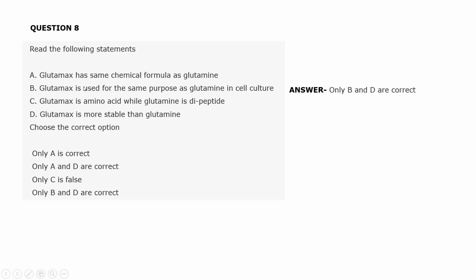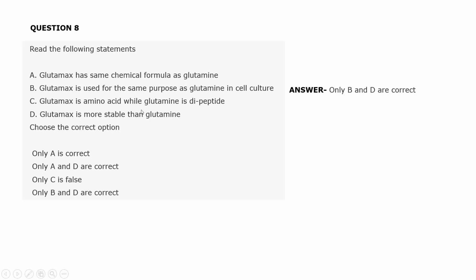So GlutaMAX is used for the same purpose as glutamine in cell culture. Yeah, basically it is right, because glutamine in its native or individual form gets degraded easily. Basically you don't want that. So GlutaMAX is basically a dipeptide. In the dipeptide form, when two molecules of glutamine join together, they are more stable as compared to an individual molecule of glutamine. So that's why it's used in cell culture as a nutrient component.